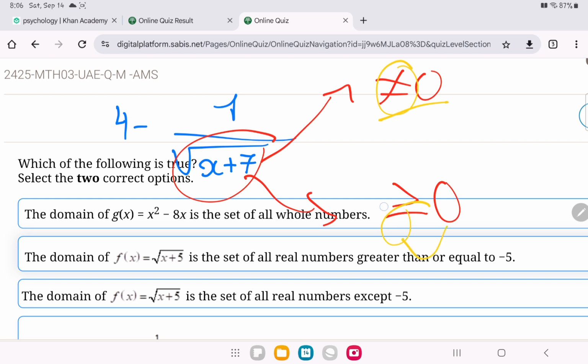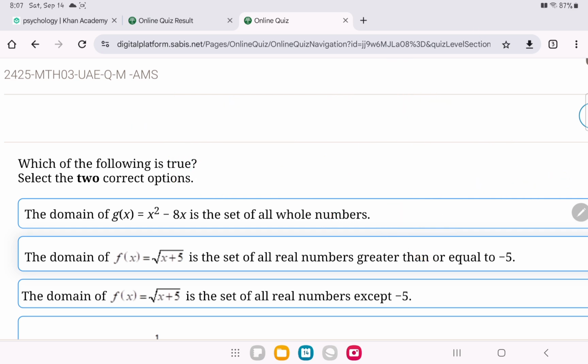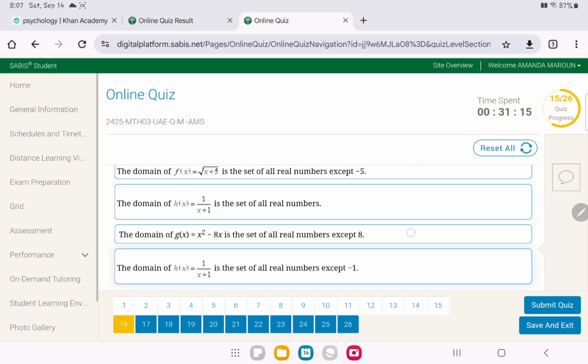So very simply, what do we do? We remove the or equal to 0 here. And then we take out this polynomial, x plus 7. And then without the greater or equal, we just say x plus 7 is greater than 0. Why? Because it is in the denominator and it is a radical. So then we get x is greater than negative 7. So these are the 4 cases for the domains.